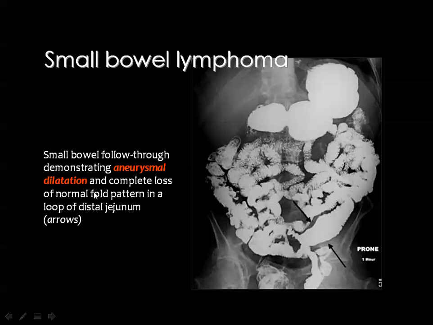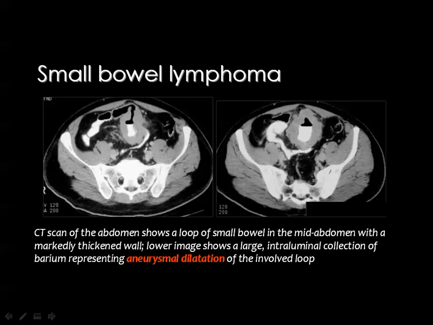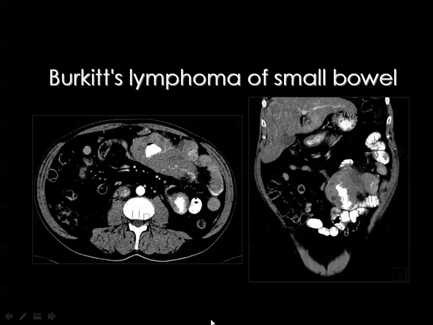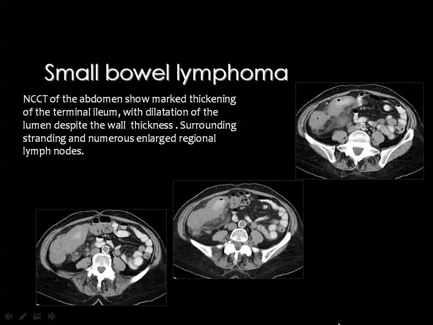And aneurysmal dilatation of the small bowel loop, like this one, is one of the features to suggest the possibility of lymphoma. And this is also by CT, aneurysmal dilatation of one of the bowel loops, and you see the lumen is also dilated, but the wall is markedly thickened due to lymphomatous infiltration. And here is lymphoma of the small bowel identified by long segment affection, severe thickening of the bowel wall, markedly encroaching on the bowel lumen.